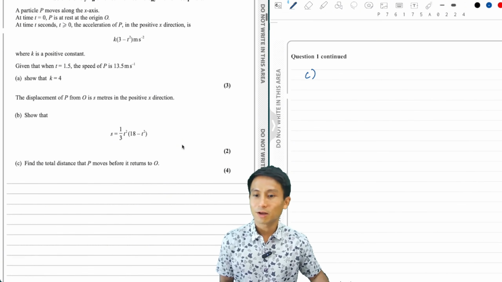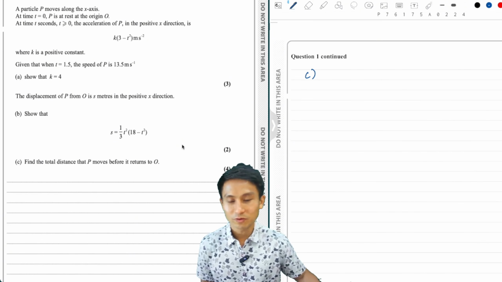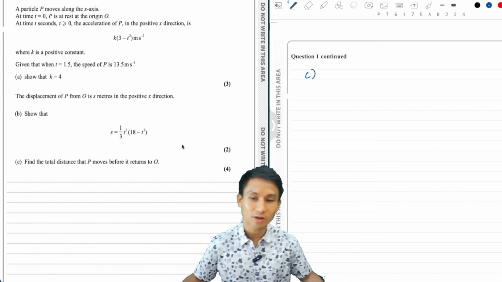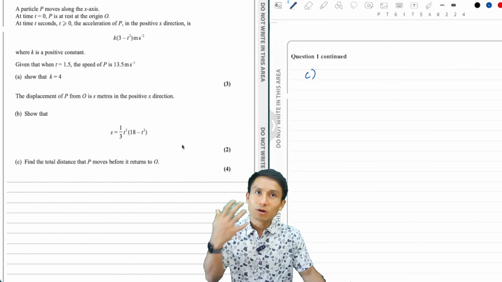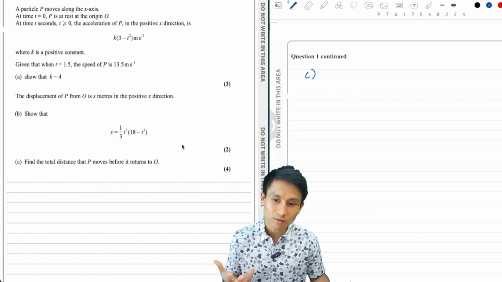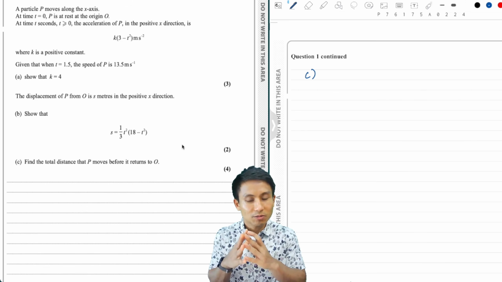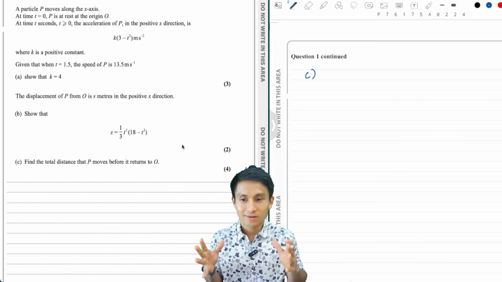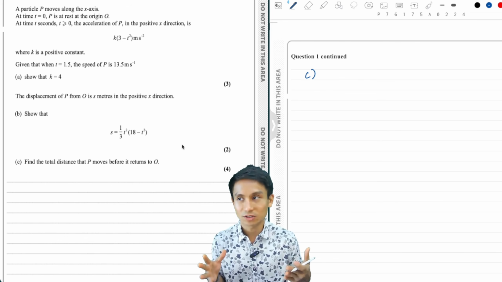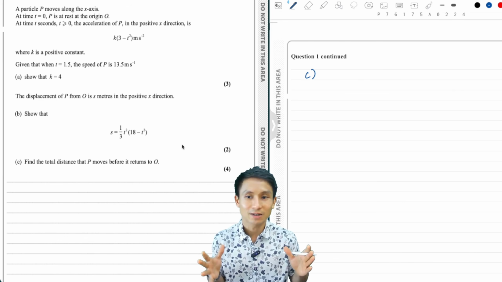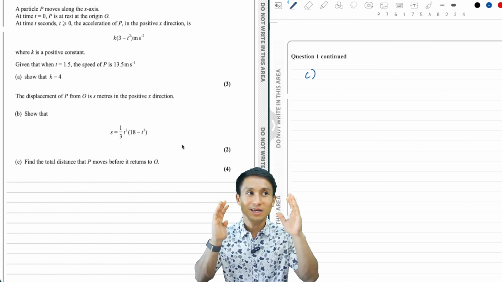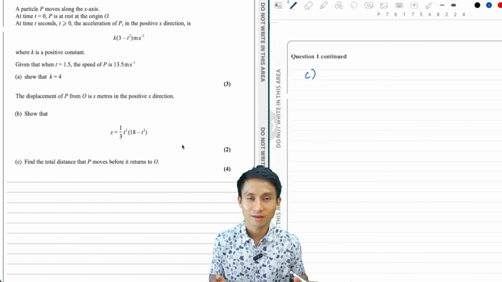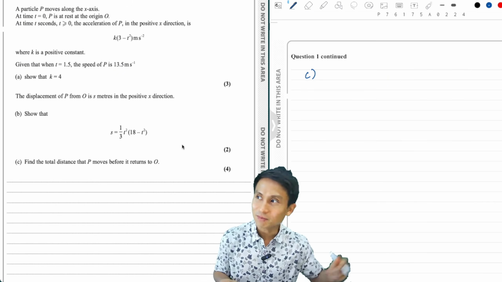Part C, find the total distance that P moves before it returns to origin. Okay, so this one, if you want to work smartly here, it's going to be quite risky to talk about just distance traveled. Because in fact, the S that you got from part B is the displacement function, right? And displacement can be back and forth.